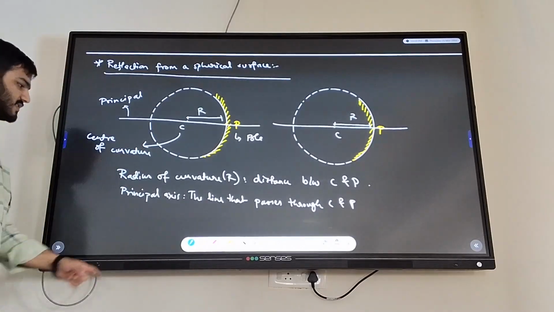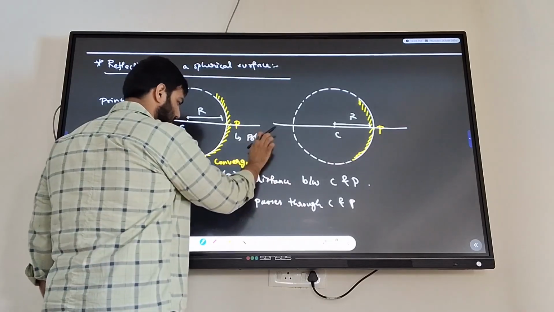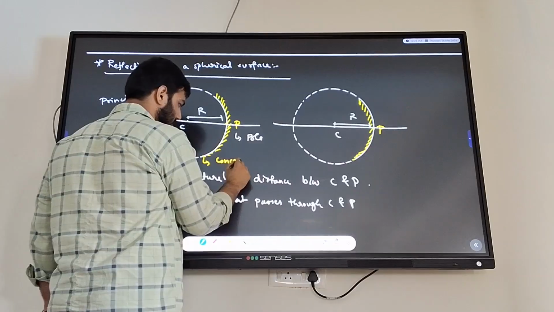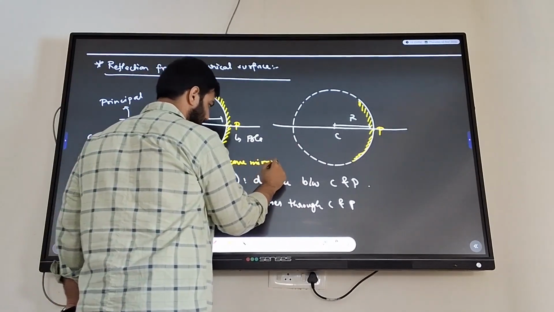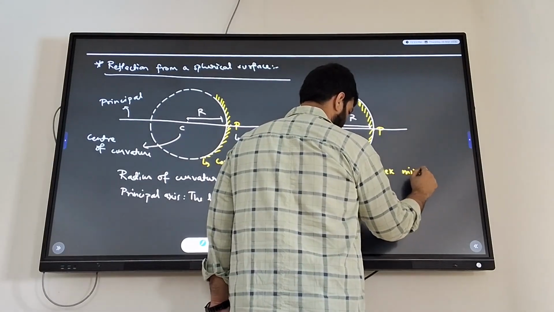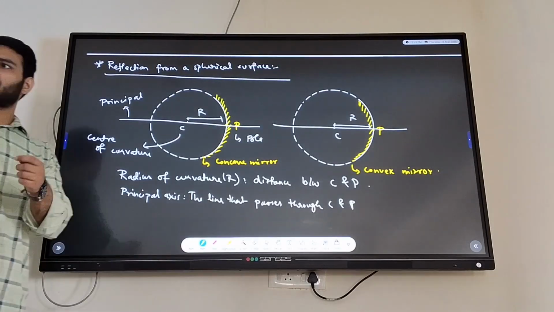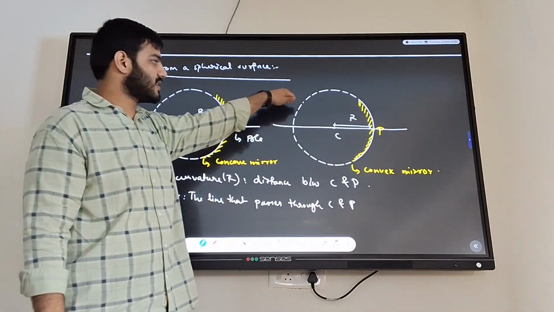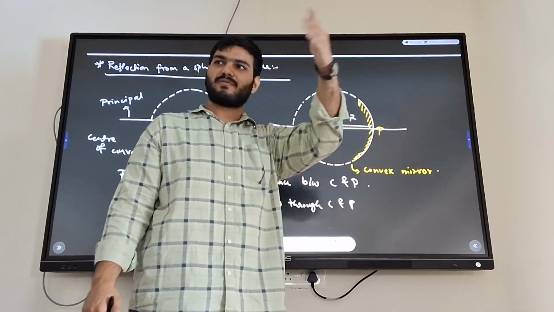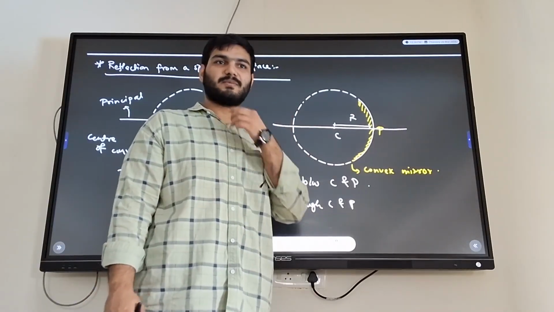This is called a concave mirror. This is called a convex mirror. Just for fun, if I were to shine a light, from where should I shine the light? Should I shine it from here or there? It only makes sense that I should shine the light from in front of the glass. What would be the point of the other side?